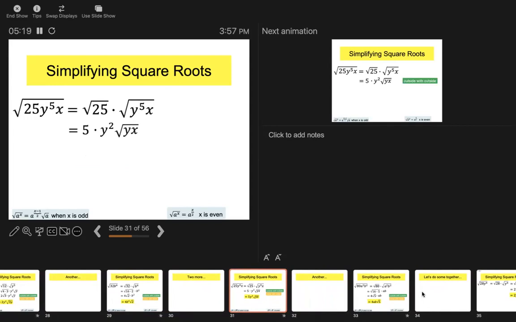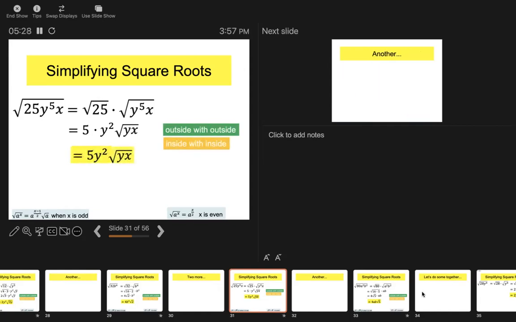There are no outsides to multiply with outside. There are no insides to multiply with it. That is the final answer right there. So there's nothing to do. 5 times y squared is 5y squared, and y times x is yx. There we go.